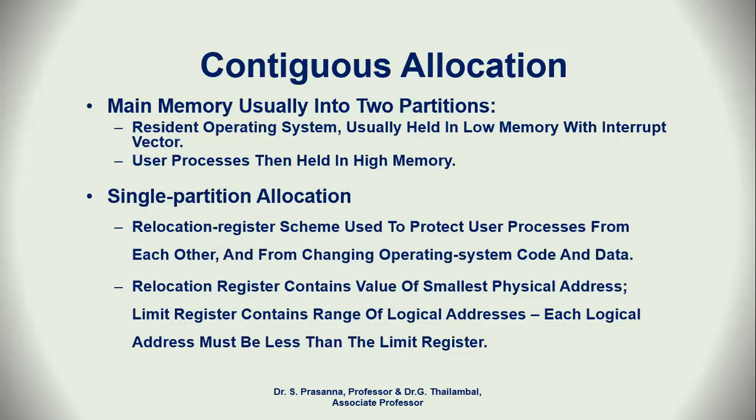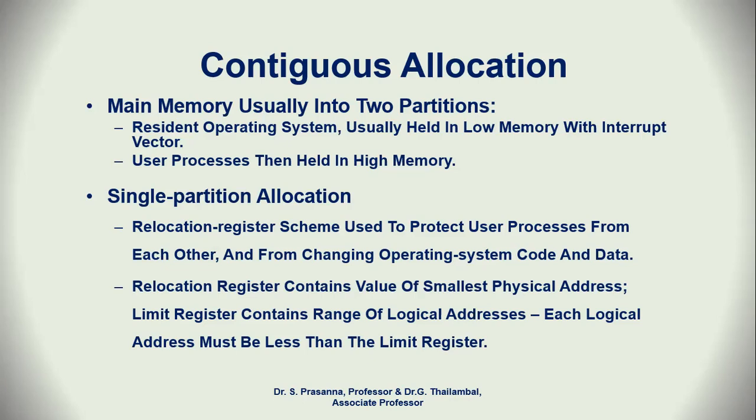And what is contiguous allocation? Main memory is usually divided into two partitions. The resident operating system, that is the operating system you are using, is usually held in low memory with the interrupt vector, and the user processes are then held in high memory. The space where the user processes are stored is called high memory.